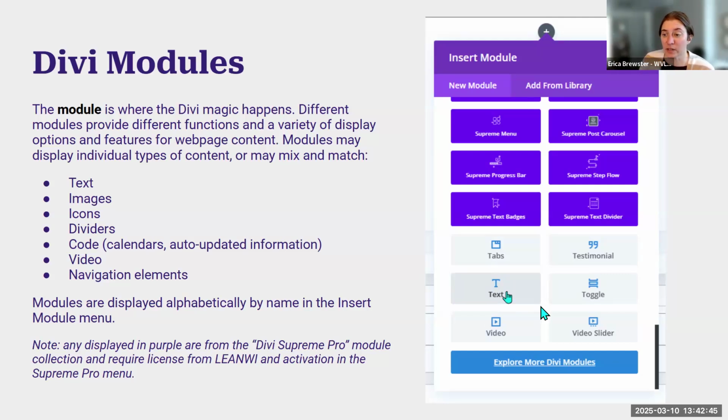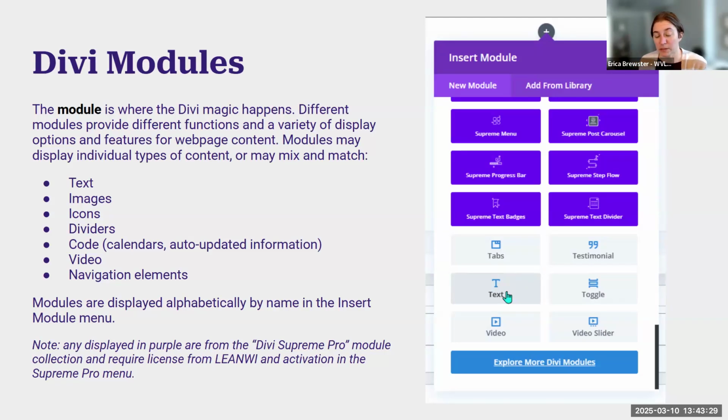What we are trying to do with modules is display things like text, images, or an icon, which may be a pre-programmed item. We have dividers for dividing up sections of information. We have code modules, which allow us to display information that is auto-fed or auto-updated from content somewhere else, like calendars. Talkify calendar is a big example of this, where you update your calendar in one place and it automatically displays elsewhere on your website. You may display videos using a module, or you may have navigation elements.